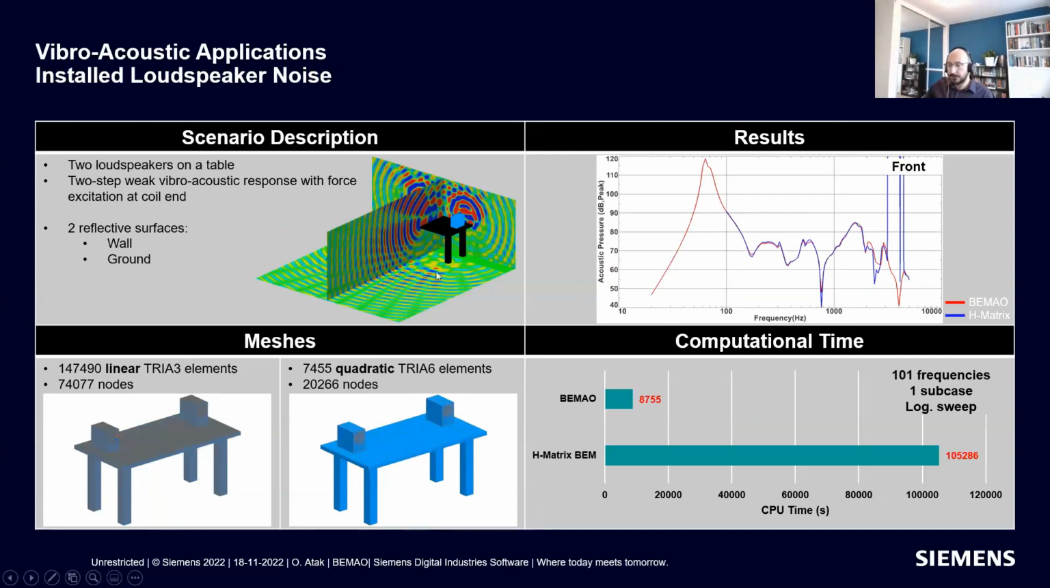Final example, so 2 loudspeakers on a desk. Again, this would be like 74,000 nodes with H-matrix, and 20,000 nodes is enough to represent it with BEMAO. Here there was actually a bug in the H-matrix solver that it kind of goes above here, which is being looked at, but I think it was because of the very, very close meshes. But for the BEMAO modeling, that was not a problem.